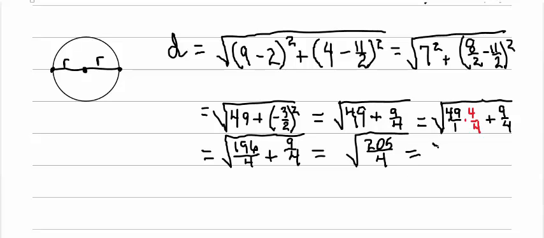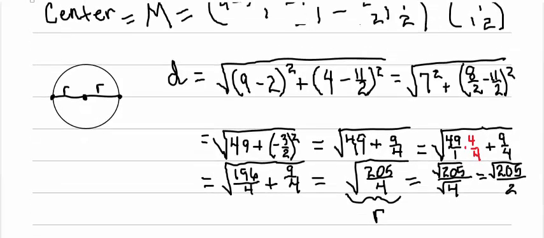The quotient rule of radicals says I can apply the radical to the numerator and to the denominator. Technically I can leave it like this. I could keep going and write it as the square root of 205 over 2, but that's actually not necessary. I'm going to leave it as this. This is actually my radius.